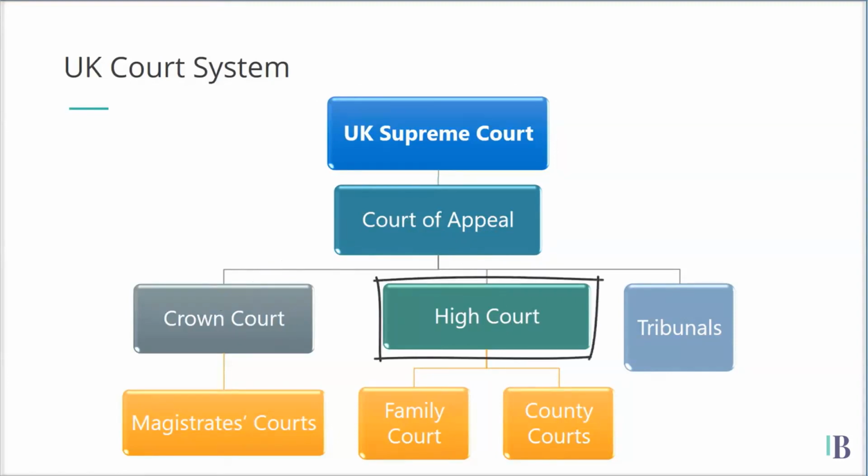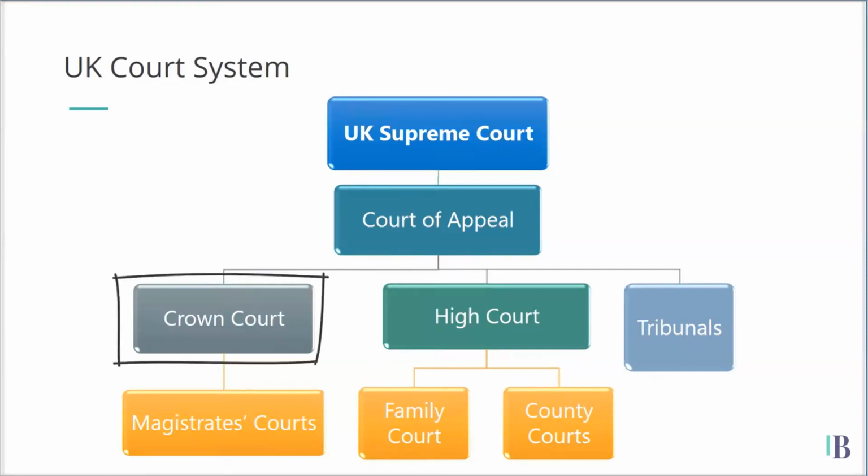The High Court functions as both a court of first instance for high-value civil claims and as an appellate court for civil and criminal cases. It consists of 3 divisions: the Queen's Bench, the Chancery Division, and the Family Division. Below the senior courts is the Crown Court. This court sits in various centres throughout England and Wales. It deals with criminal law cases.